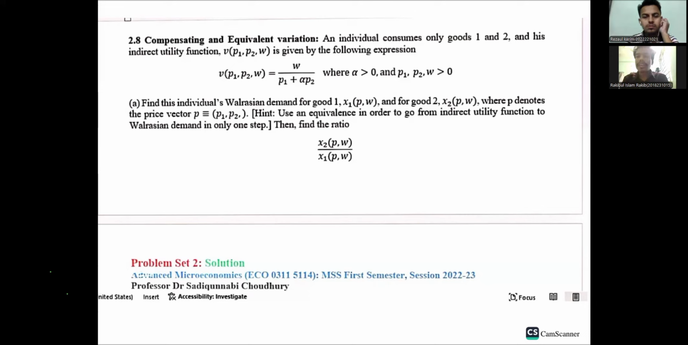Today we'll discuss the compensating and equivalent variation from the indirect utility function.